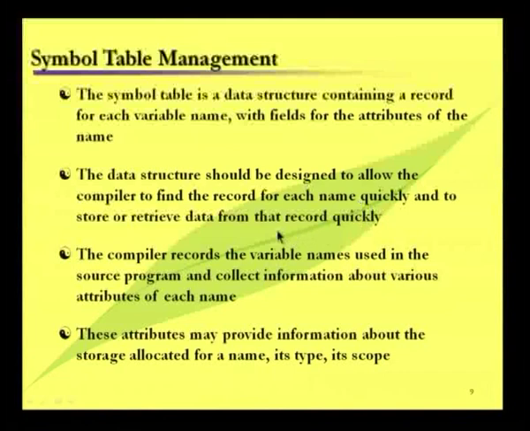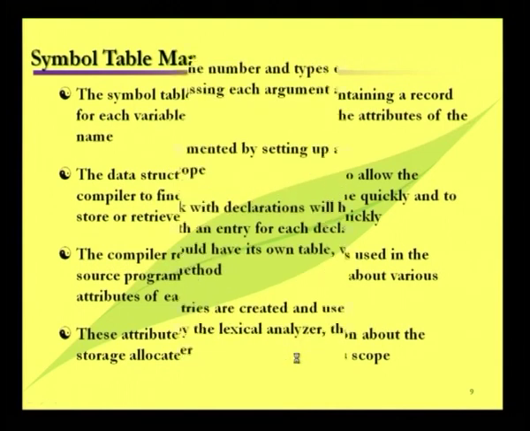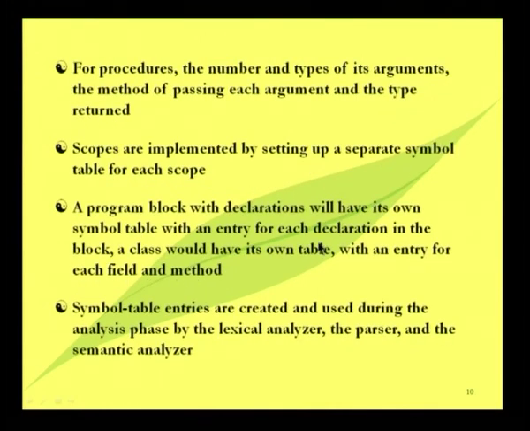The compiler is supposed to record the variable names used in the source program and collect information about various attributes for each name. These attributes provide information like storage allocated for the name, its type and its scope, etc. In the case of procedures, the procedure name is a very important factor, and then we have to record the number of arguments being passed to the procedure, what are their types, and the method of passing for each argument. It can be either call by value, call by reference or call by name. These are the various types of parameter passing methods.